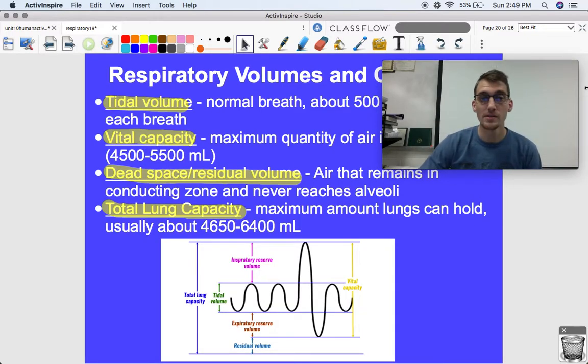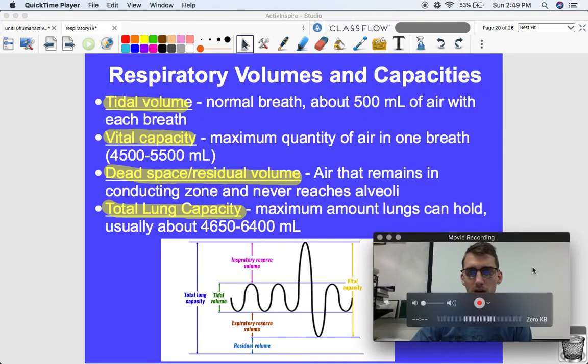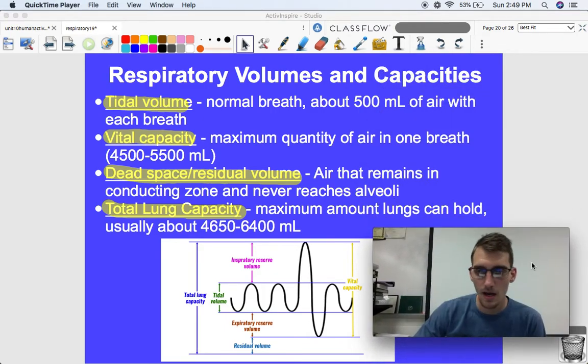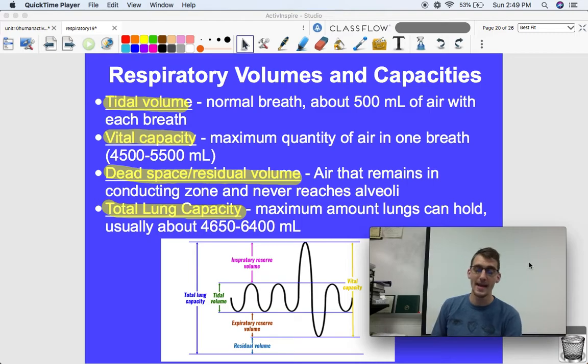Okay, so let's talk about a couple of terms. Let's talk about respiratory volumes and capacities. Every time you inspire and expire, there's a certain volume of air each time. When you're breathing normally, when you're not even thinking about breathing, the way you're probably breathing right now, even though that might change now that I'm letting you know it's happening, it's called your tidal volume, your normal breath, and that's about 500 milliliters of air.